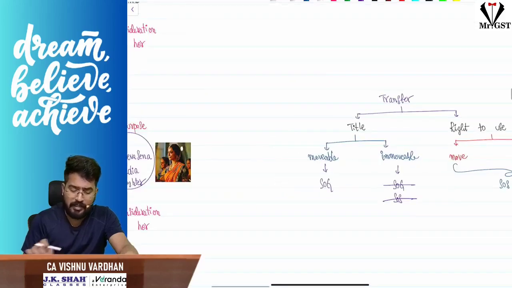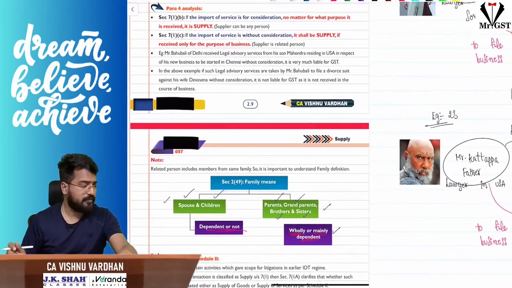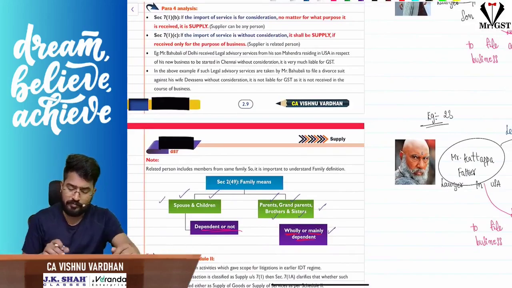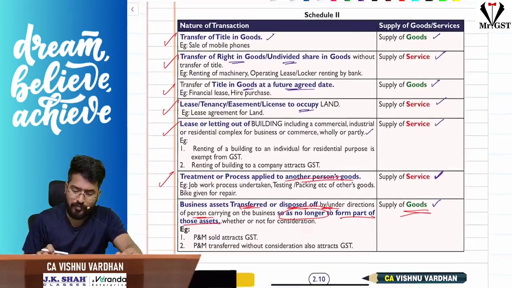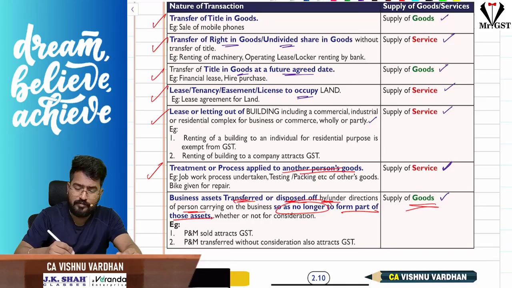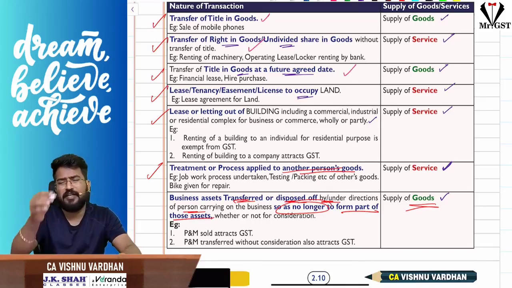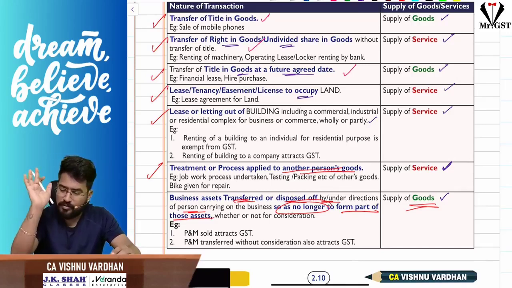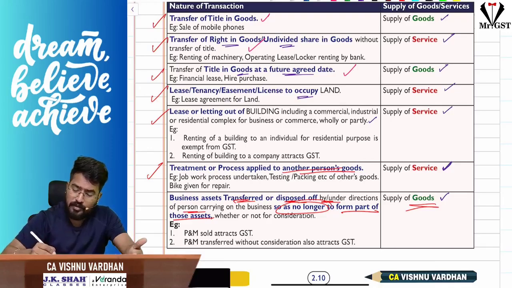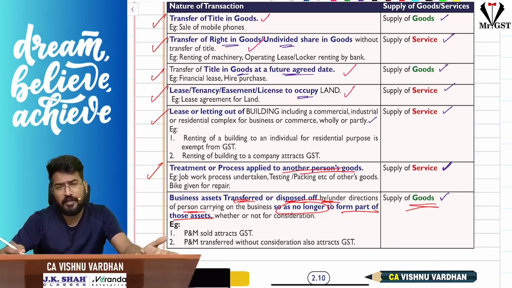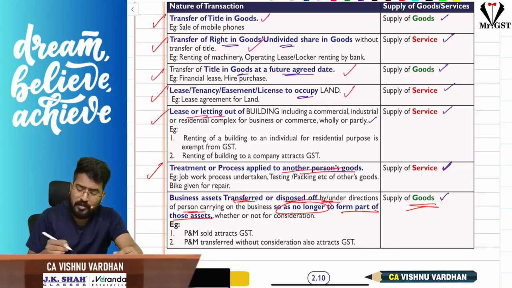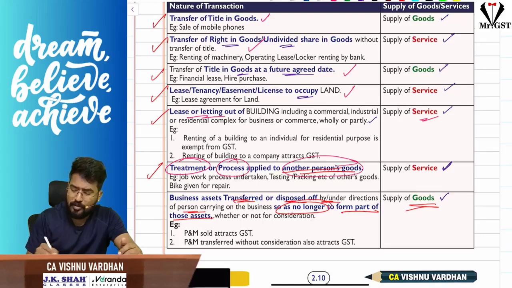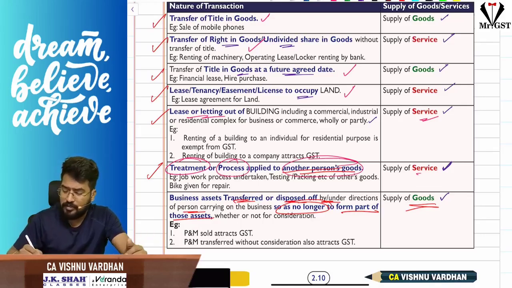Simple one. Next, as I already told you, transfer of title, transfer of right to use, transfer of title at a future agreed date or current date, it doesn't matter; whether you are transferring the title or not, that is what matters. So supply of goods. Next, transfer of right to use the land, that is immovable property, right to use services, letting out any properties, building, supply of services. Next, somebody doing treatment or process on the goods belonging to another person, job work, for example, supply of services.